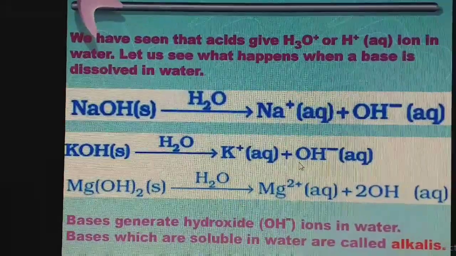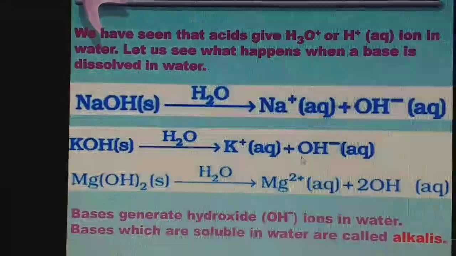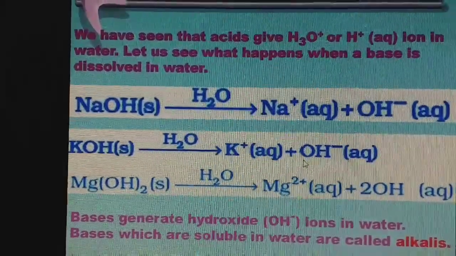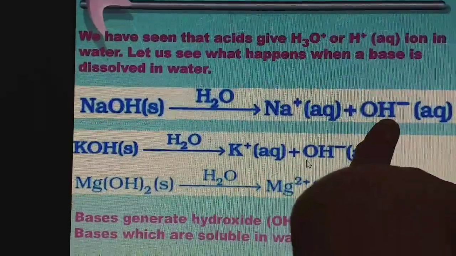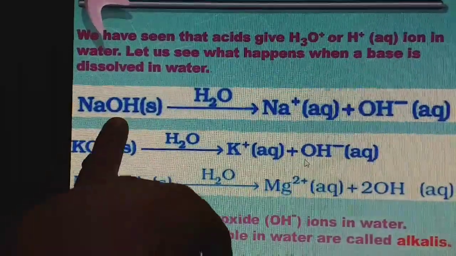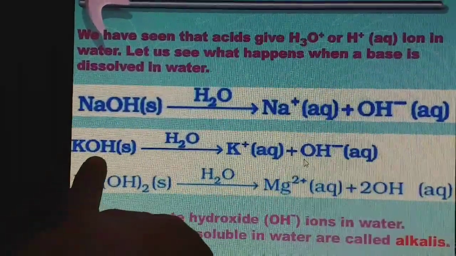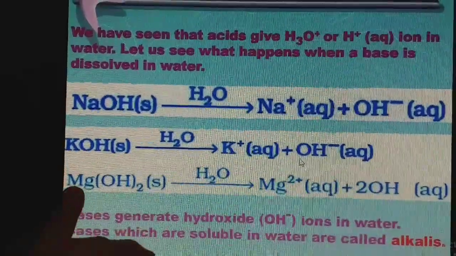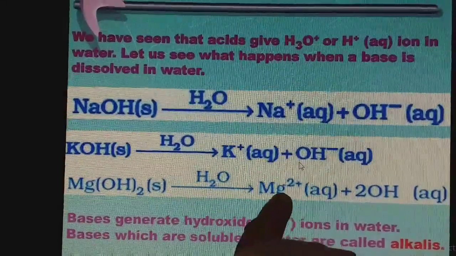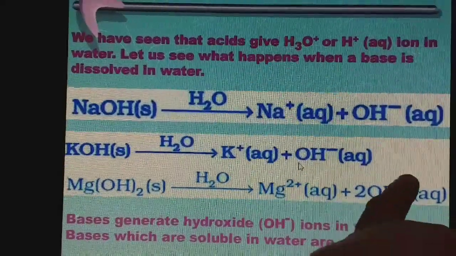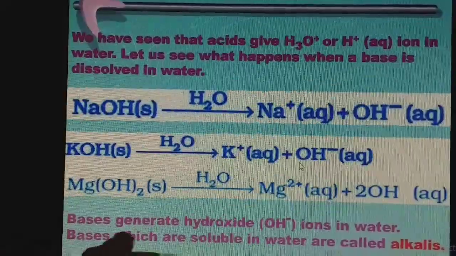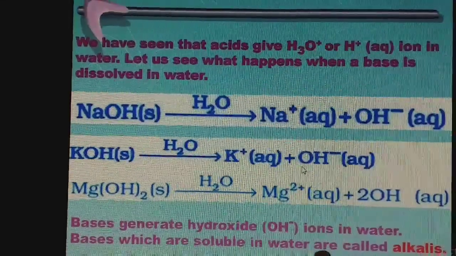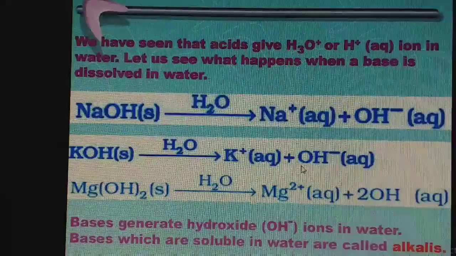So we have seen that acids give H+ ions in water. When a base is dissolved in water, what will happen? When a base is dissolved in water, it gives OH- ions. Example, NaOH gives OH-. Potassium hydroxide gives OH- and potassium ion. Magnesium hydroxide with water gives magnesium ion and 2 OH-. Bases generate OH- ions in water, and bases which are soluble in water are called alkalis.